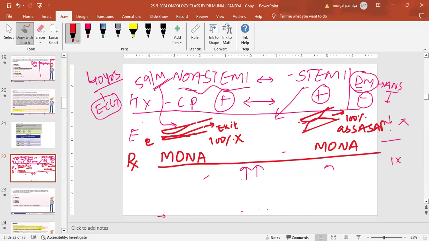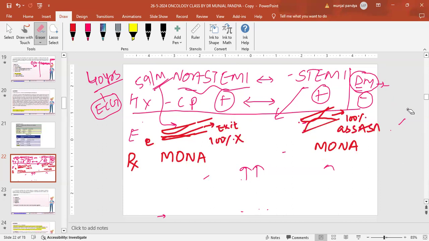You need to open up. Otherwise, these guys are in a very bad condition. They will die. Believe me, they will die in 5 minutes. If you waste the time, they will die. So MONA is the first step, for both of these conditions.